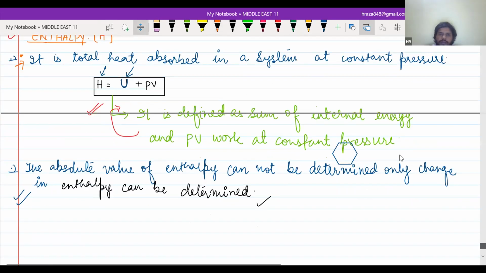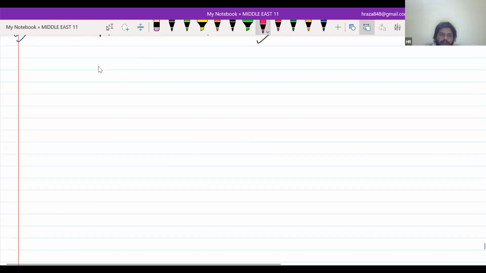Now, moving to the next. We just write that H equals U plus PV. And you know that we cannot determine the absolute value of H, so we are going to take dH equals dU plus d(PV). When we differentiate a multiplication, we take the first as constant and differentiate the other, and then take the other as constant and differentiate the first one. Is that clear? It is the rule of differentiation you have studied in basic mathematics.